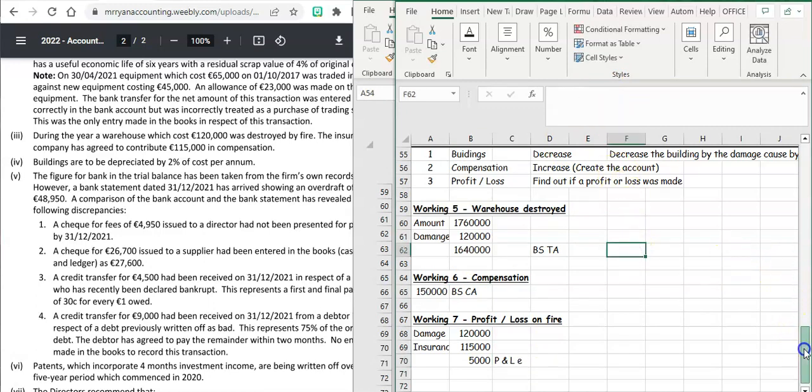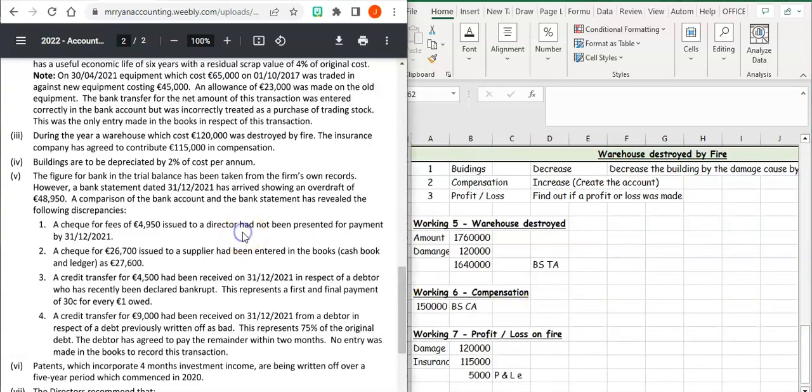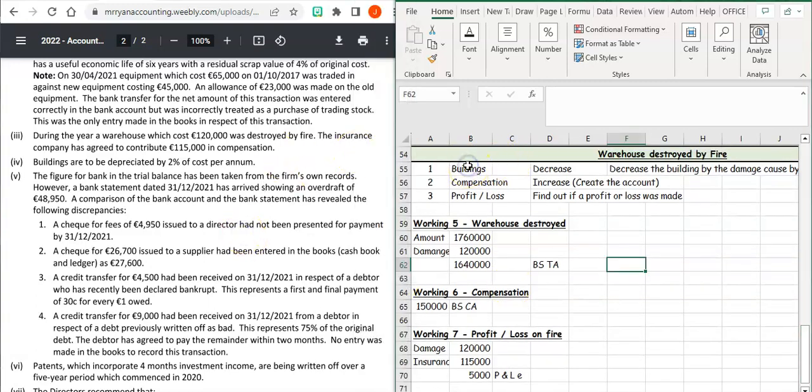So 3 accounts to be adjusted when our warehouse is destroyed: our buildings is going to be decreased, our compensation is going to be increased. So we're going to create an account that's going to go into your balance sheet as a current asset because the money is owed to us from the insurance company, and then calculate whether we made a loss or broke even on the compensation that we received in relation to the damage that has happened.